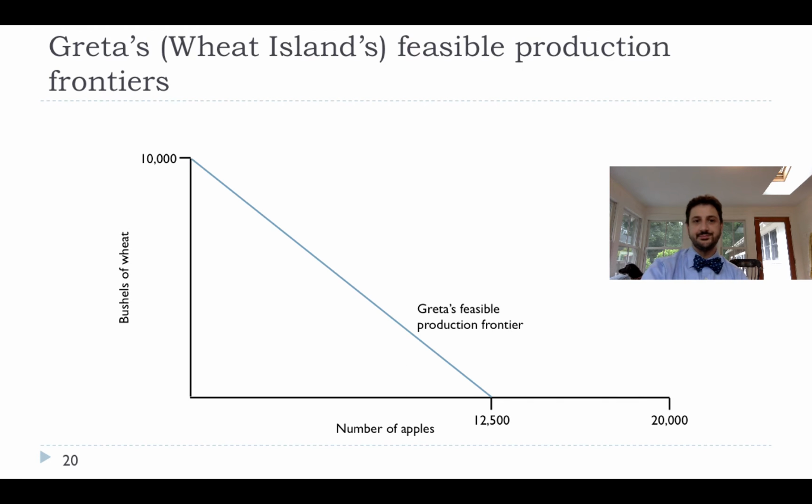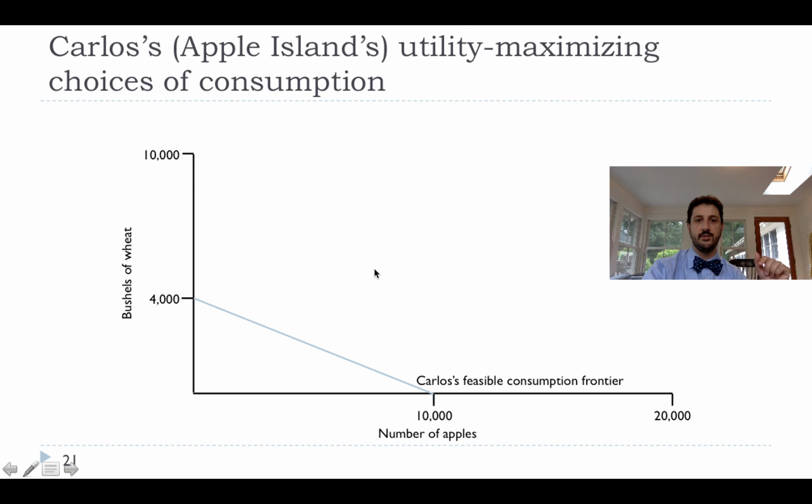Now, Greta, who lives on Wheat Island, can either produce 10,000 bushels of wheat or 12,500 apples. So now, as we said before, Greta has the absolute advantage in producing both wheat and apples because she can produce more of either one. So her feasible set is in here. She can produce somewhere along this feasible frontier.